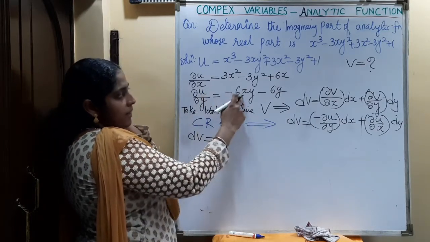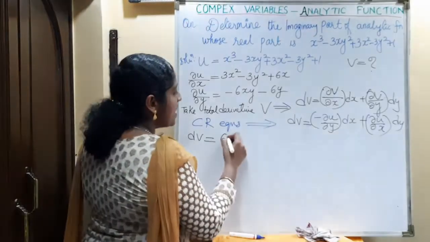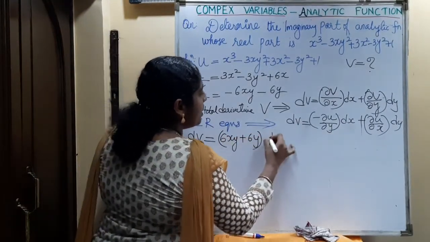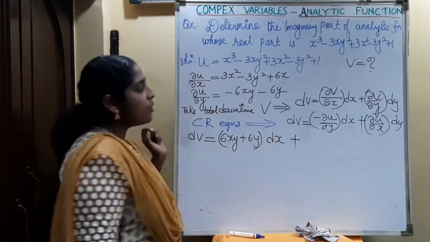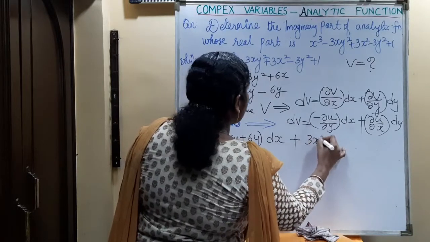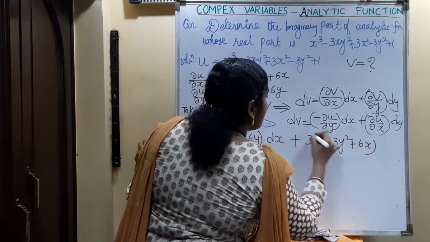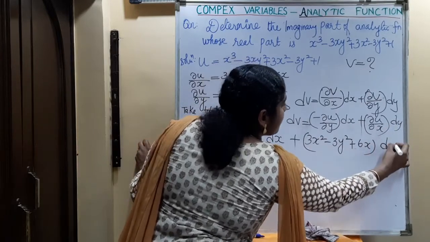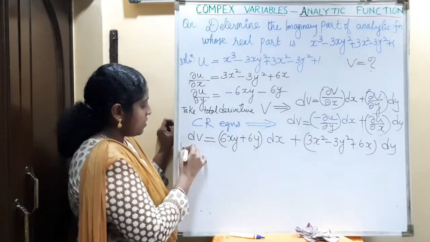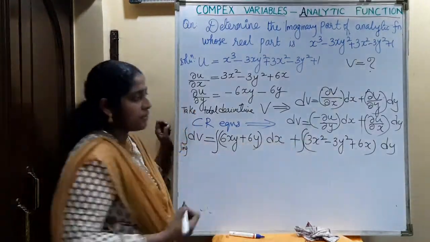What is dou u by dou y? Minus 6xy minus 6y. Taking the negative of that, we get 6xy plus 6y into dx, plus dou u by dou x, which is 3x square minus 3y square plus 6x, into dy. Okay, so what is the next step? We have to integrate. So on integrating, here we have to integrate, here also we have to integrate.